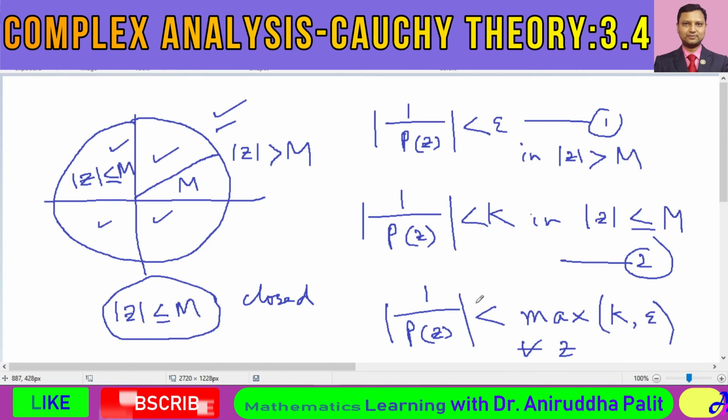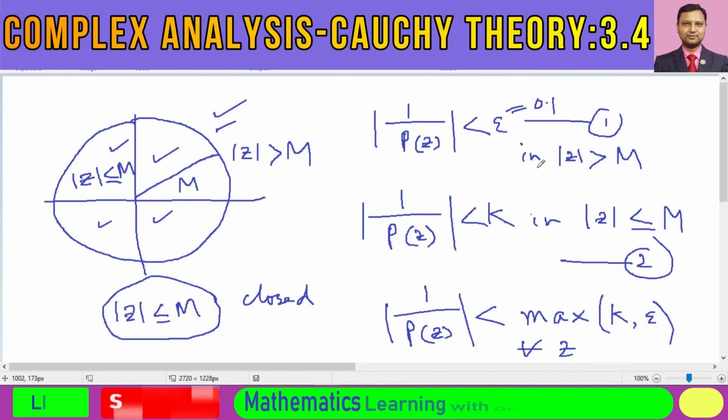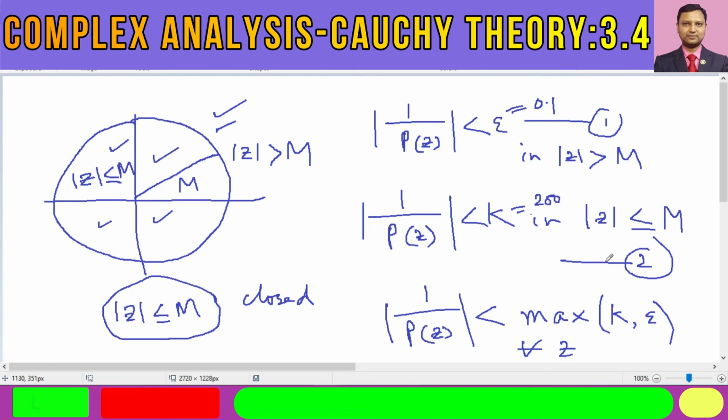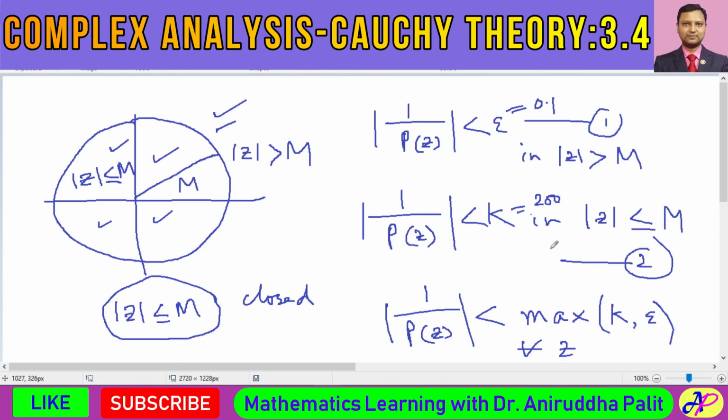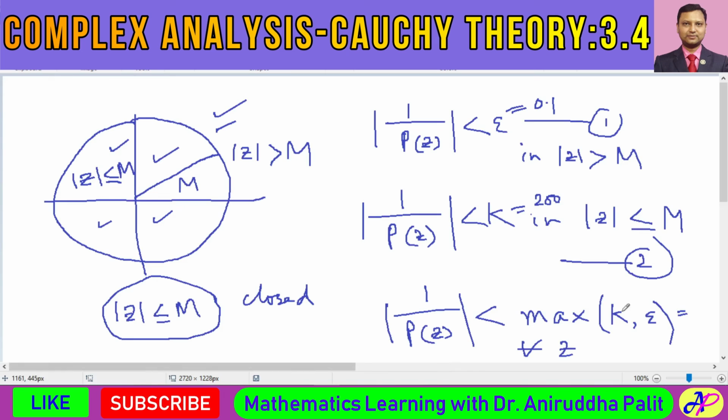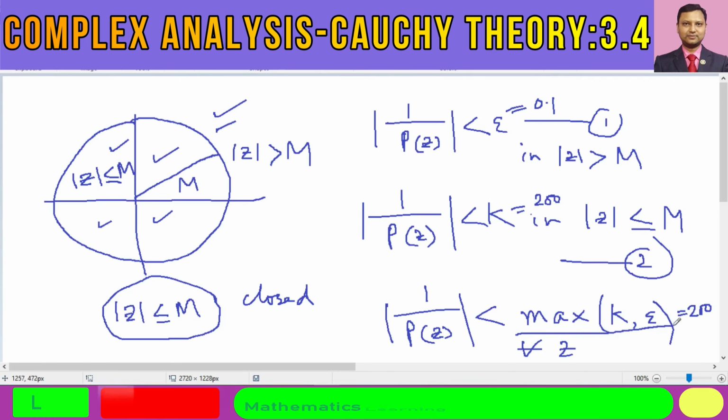Okay, over here we can say that this is the maximum value, maybe this epsilon is equal to 0.1 and maybe this k is equal to 200. So we don't know which one is larger or which one is smaller, but in any case we can say that 1 by p of z, this quantity, is less than or equal to the maximum, so that would be less than or equal to 200 in this case, the maximum value.